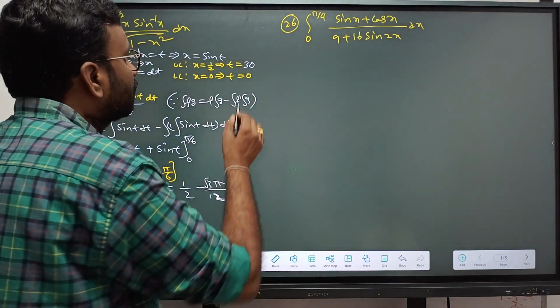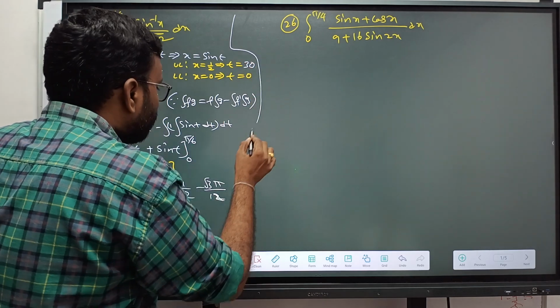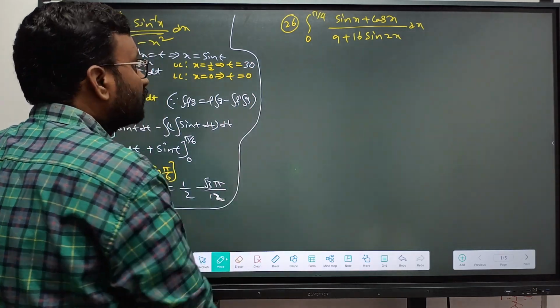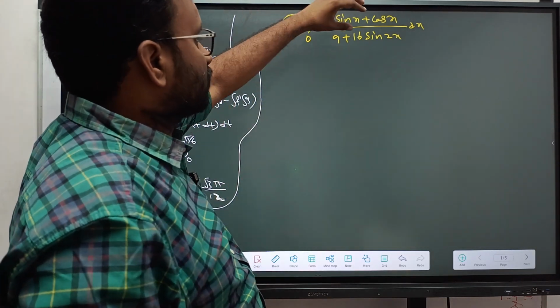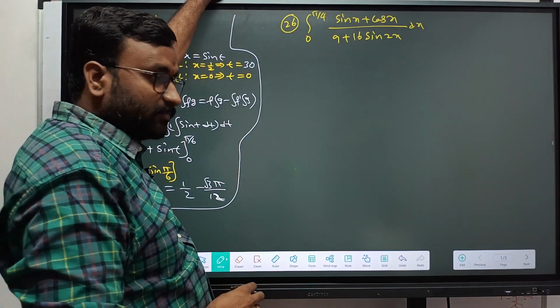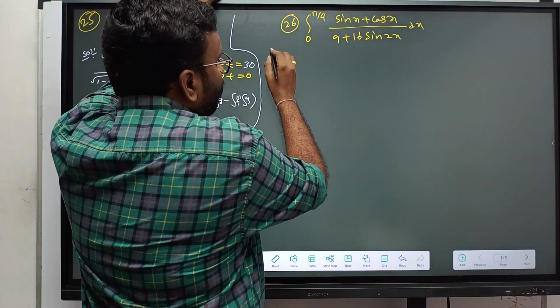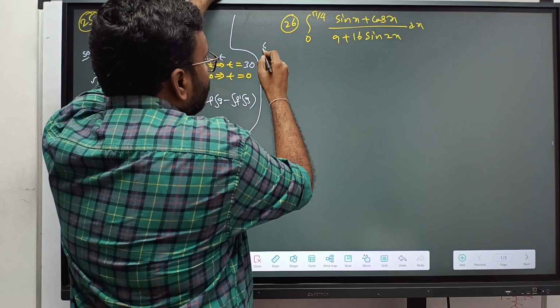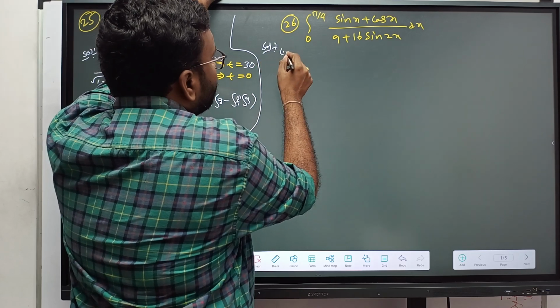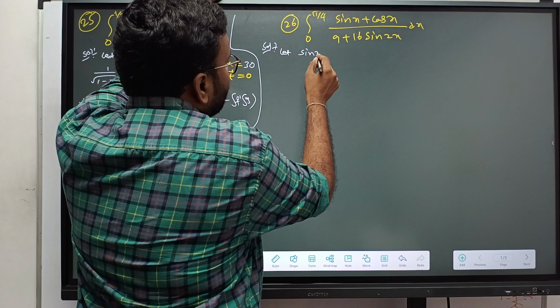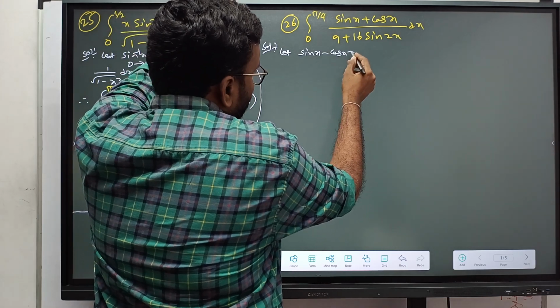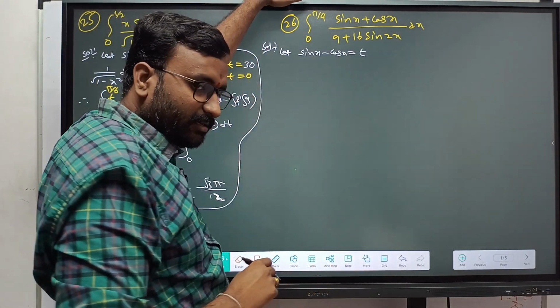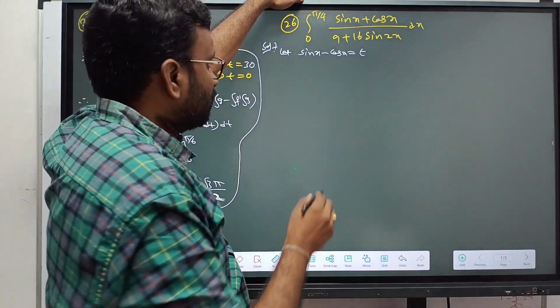Now come to this side. Here, this is also a very, very important long answer. Integral from 0 to pi by 4. So here this is a unique question for this solution. Let sin x minus cos x be equal to t. Let what we are taking? Sin x minus cos x is equal to t.